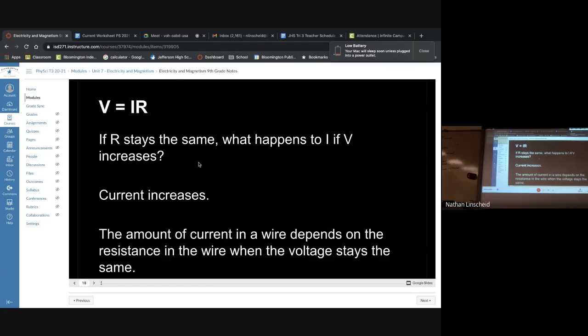If there's less resistance to electrons flowing, then more electrons can flow, right? For any given voltage. Now, this question says, if I leave the resistance the same and I increase the voltage, what's going to happen to the current? Well, it's going to go up, right? If I push harder, I can get more things to go through.